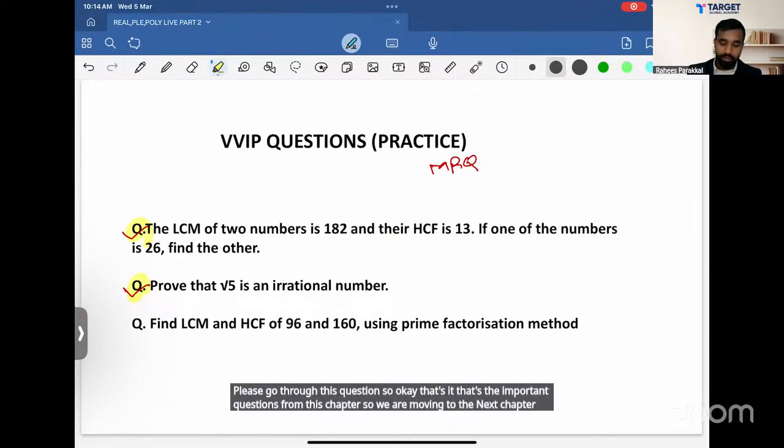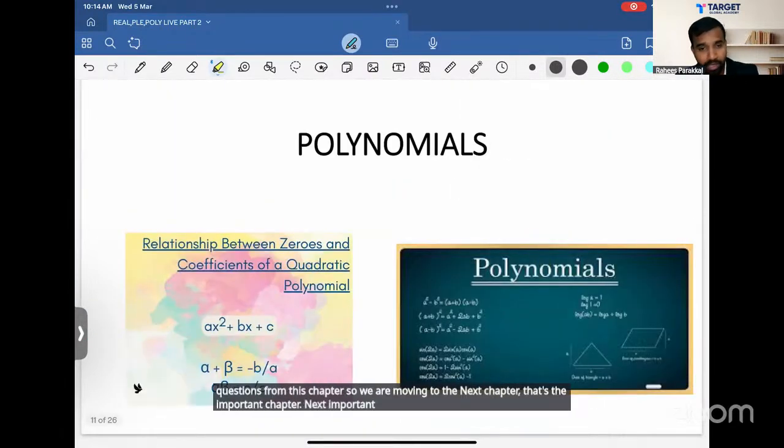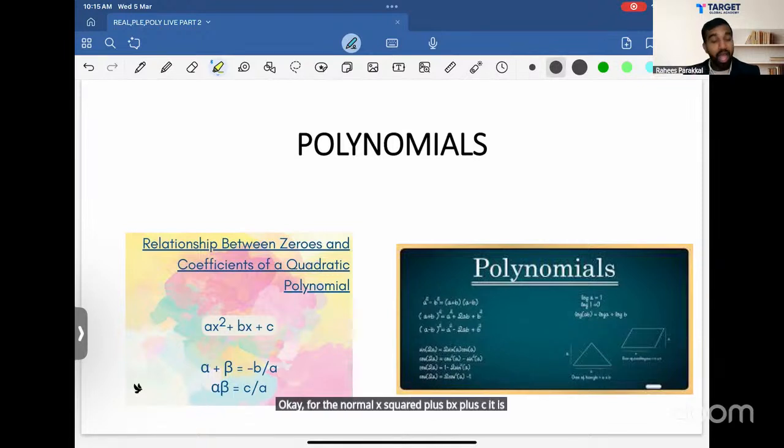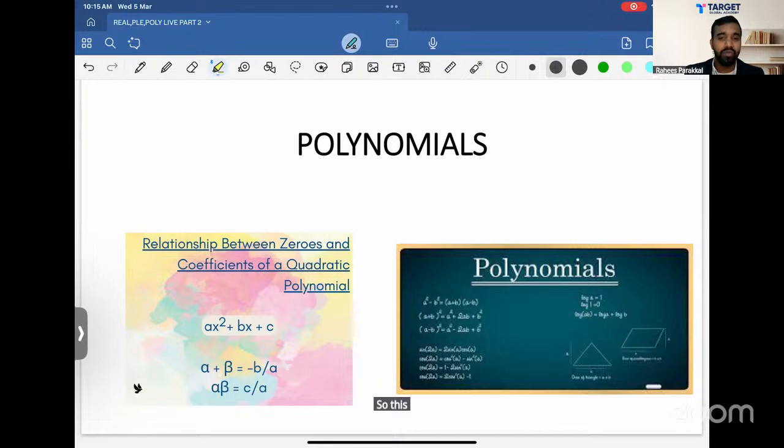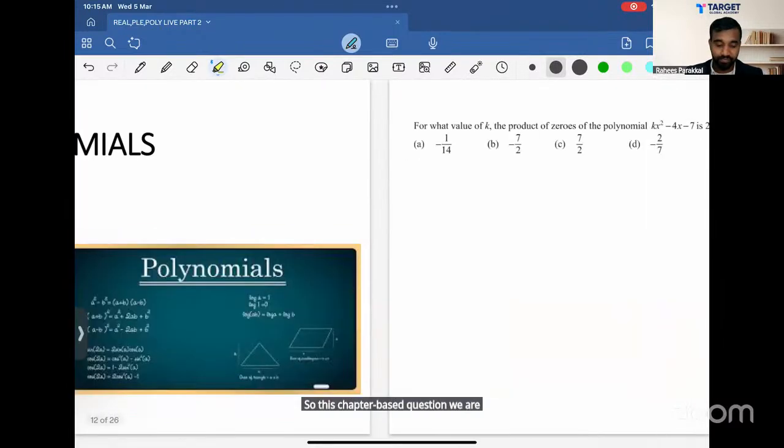The next important chapter is polynomial. It's a very important chapter. You can see many questions from this chapter. Polynomial ax square plus bx plus c is called a quadratic polynomial. Alpha plus beta is minus b by a, the sum of the zeros alpha and beta, and alpha into beta is c by a. The zeros are minus b plus or minus square root of b square minus 4ac, by 2a. Based on this chapter, we are going to discuss questions next.